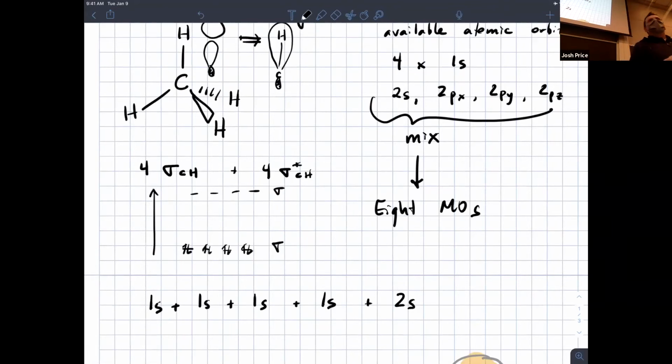Yeah. How would this look differently if you had lone pairs? How would it look differently if we had lone pairs? Lone pairs are in non-bonding orbitals, so those would tend to be in between the anti-bonding and the bonding orbitals. And I'll show you some examples of that soon.